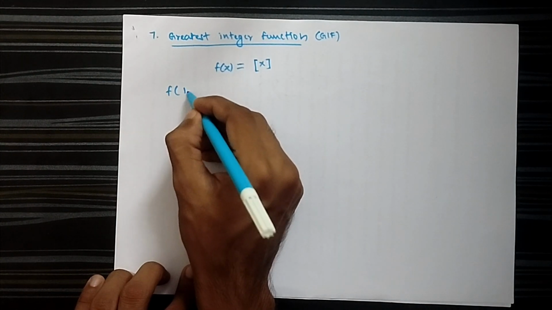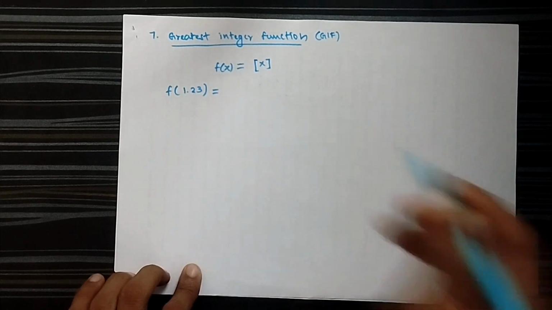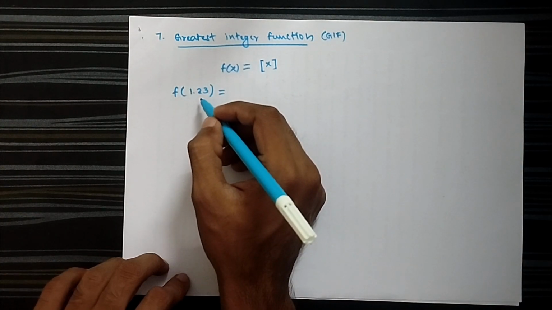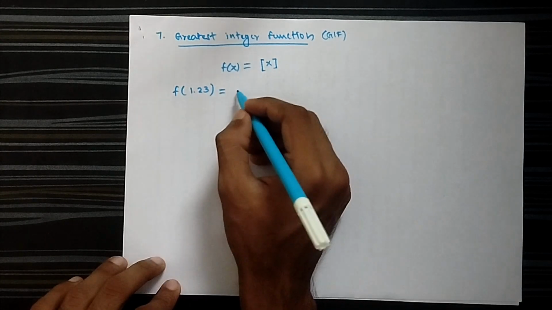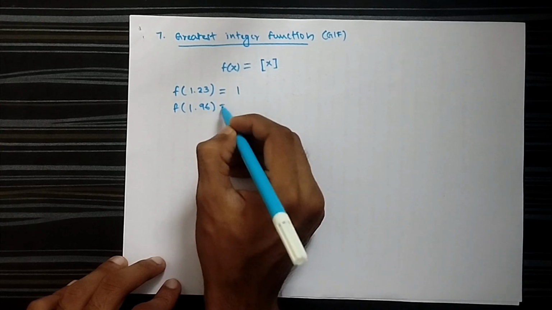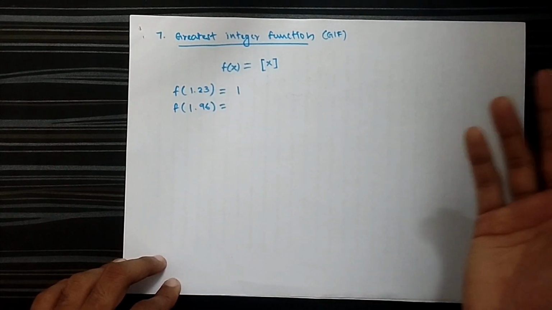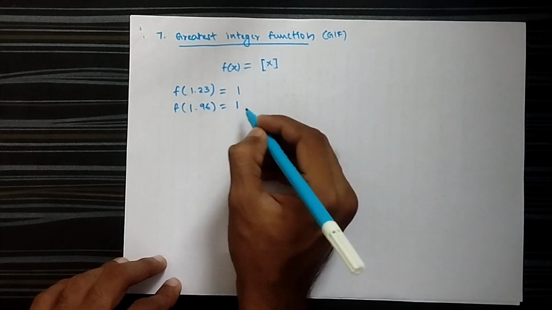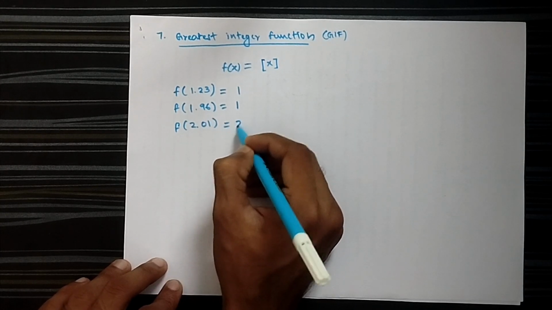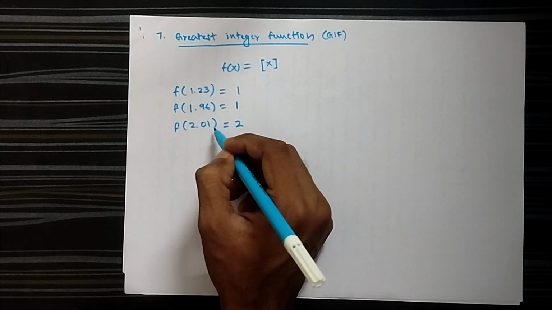If we give a decimal number, f of 1.23, it rounds the number to an integer which is less than or equal to the number. Which integer is closest to 1.23 and less than the number? It will be 1, so the answer is 1. Even if we gave 1.96, it will not round to 2; it will round to the greatest integer less than or equal to the number, so it will still be 1. Now if we give f of 2.01, the answer would be 2.